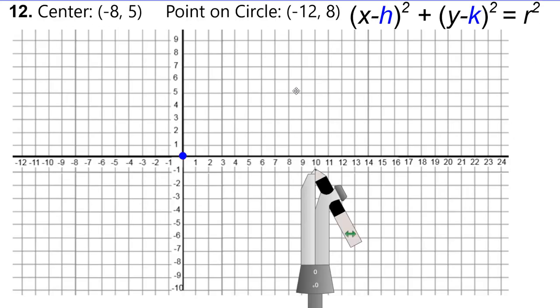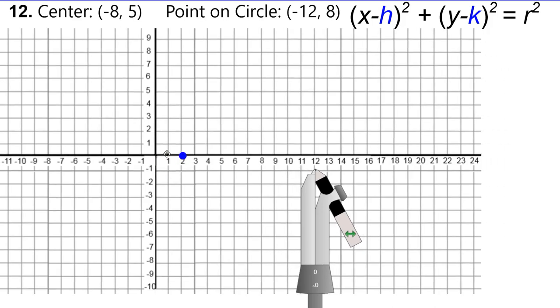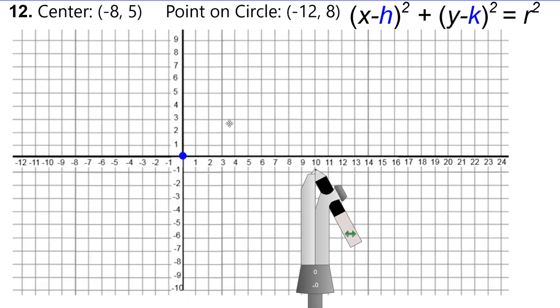All right, the last one I'm going to do with you is number 12. So the center is at -8, 5. We can graph that out. So -8, that's why I locked these in place, and then up 5. So that's right there. And the point on the circle is -12, -8. So -12, -8. All right, so that's a point on the circle.